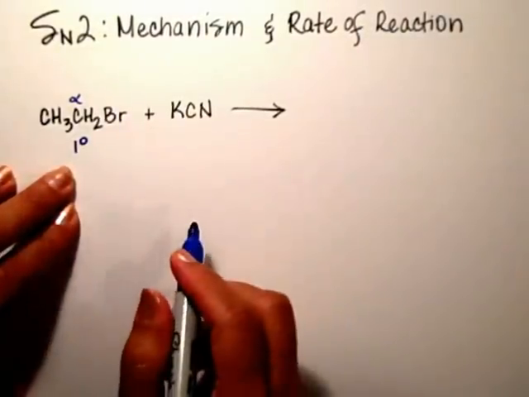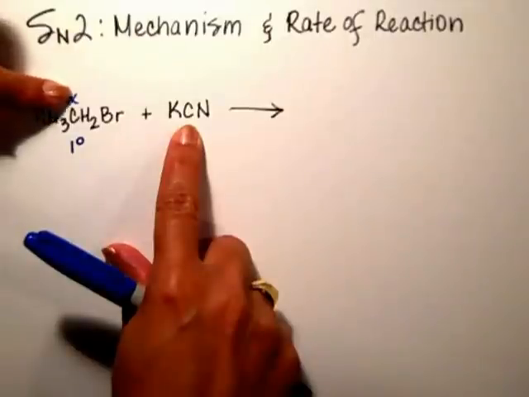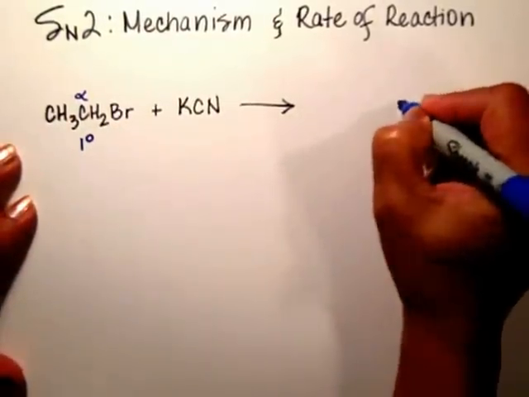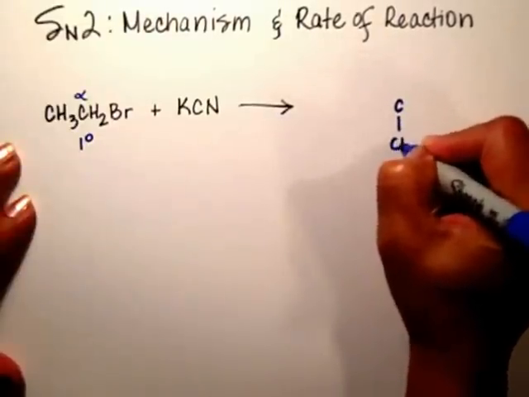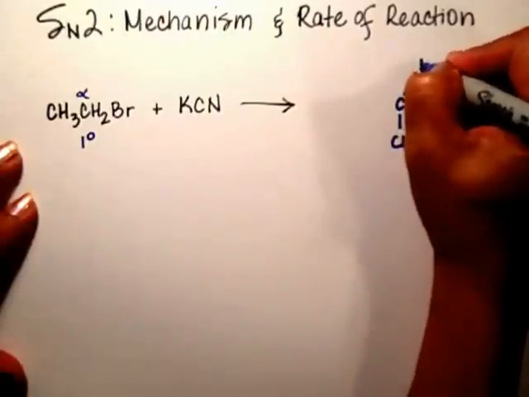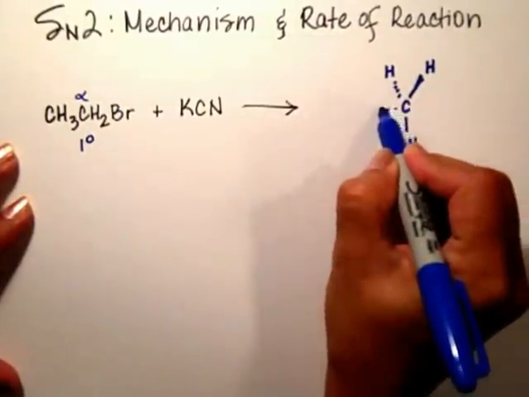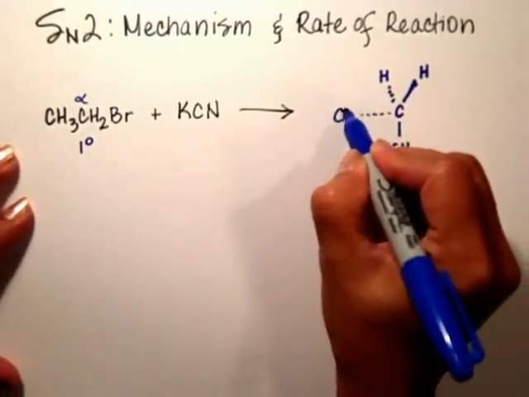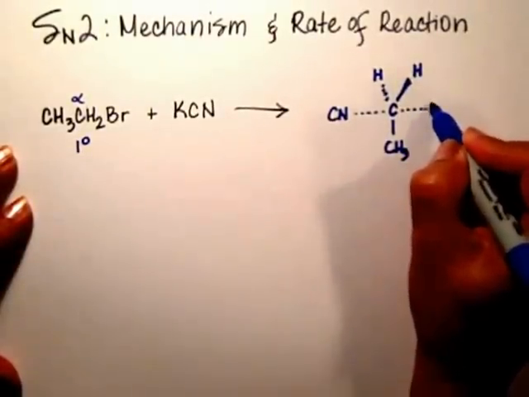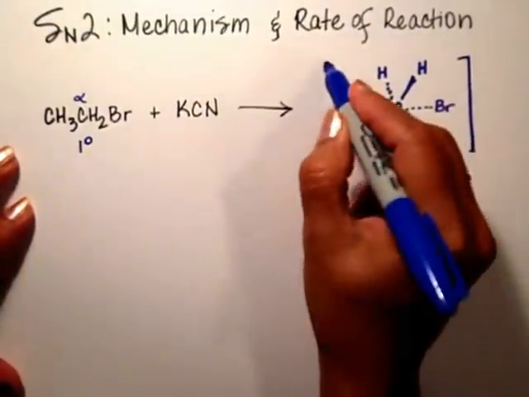I have potassium cyanide in here. And what's going to happen is that the cyanide is going to approach the alpha carbon on the opposite side of the halide. So I am going to draw the intermediate of the reaction. So I have two hydrogens, one in the front, one in the back. And on this side, I'm going to have the cyanide approaching the carbon. And on the other side, the halide is going to start to pull away from the carbon, and the bond is getting longer and longer.